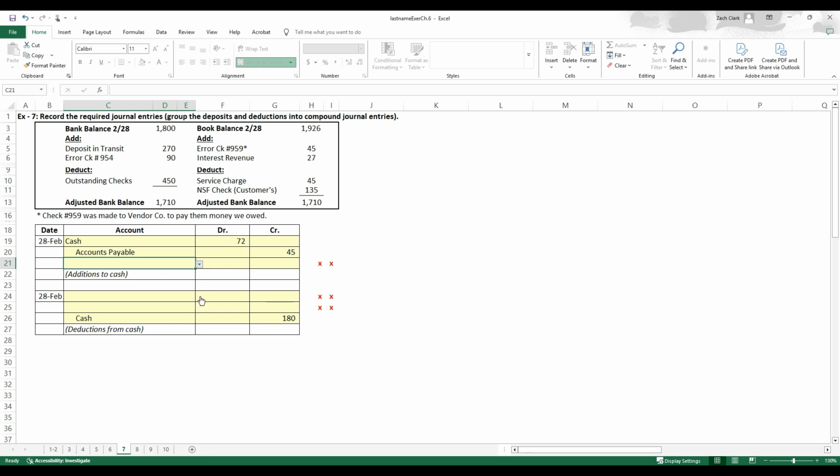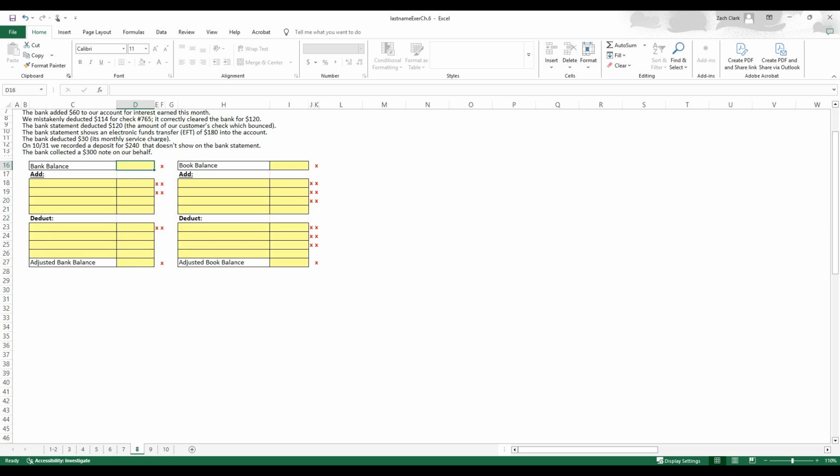Interest revenue is easy. That's just a revenue transaction. We just earned some money that the bank paid us, and we know it because we get the bank statement. Service charge, again, we're just going to book that as a miscellaneous expense. Could be a service fee expense, that type of account too, if you go that route. And then, like we just talked about, accounts receivable for the bounced check, the NSF check. Okay. So reminder, all on the book side. That's kind of the process there.